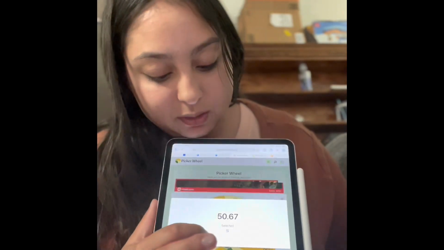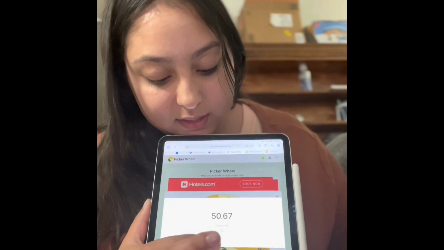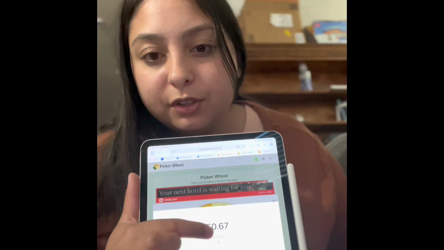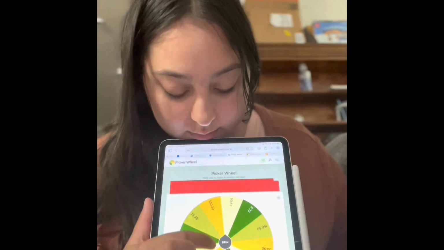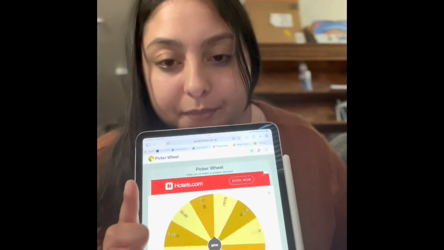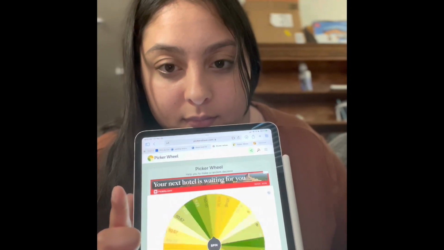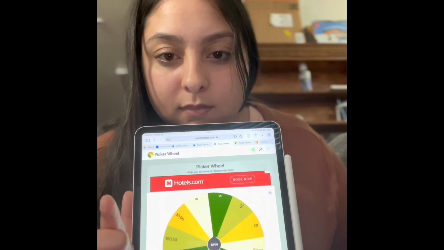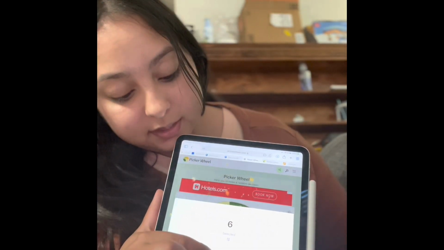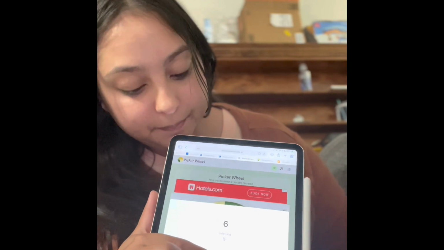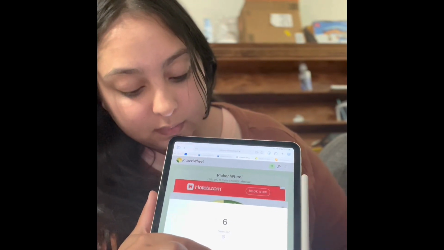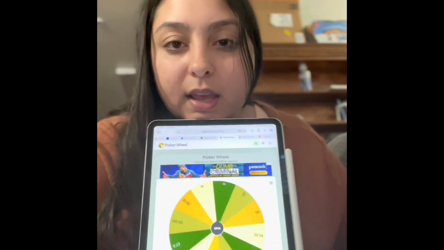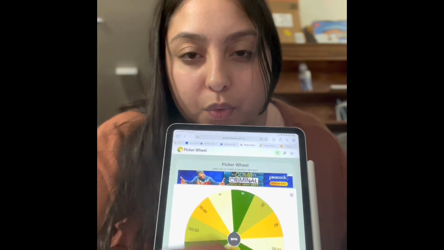So we're going to be subtracting 50 and 67 hundredths. So make sure you go back to your assignment and write that down first so that you can remember. And we're going to spin it one more time. And we're going to subtract 6, okay? So we're going to do this game after we go over our notes today, and I will help you do one or two of them.